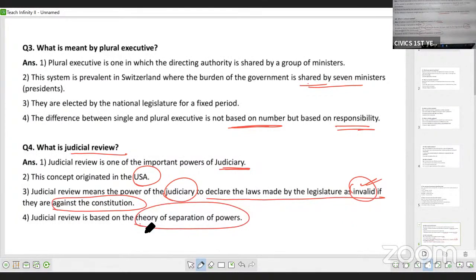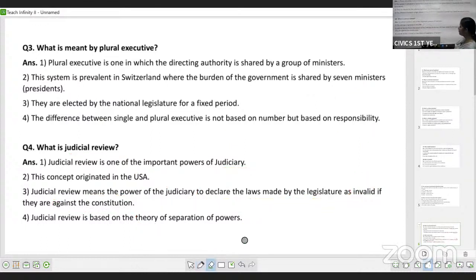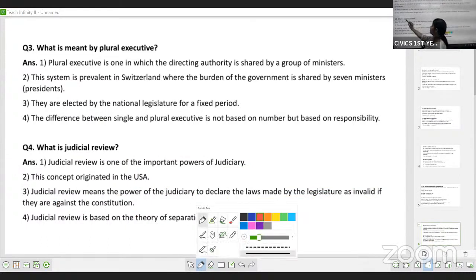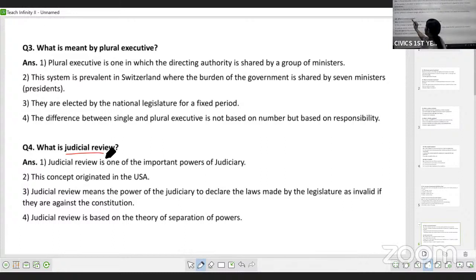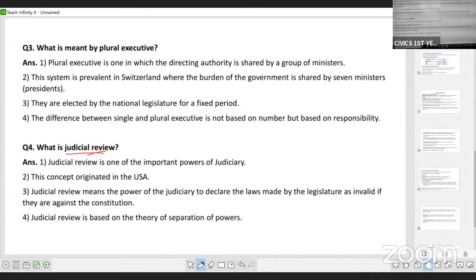Just now we have seen the theory of separation of powers. What did we say? Here each organ will work independently and it will check the misuse of powers by the other organs. So, through judicial review, the judiciary is checking the misuse of power by the other organs. Any doubts? I hope there is no doubt till here.